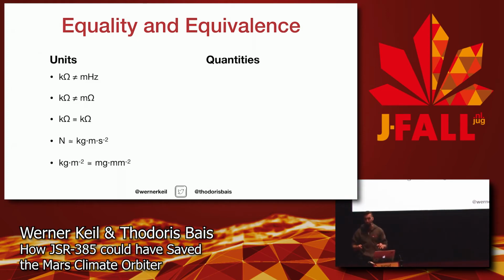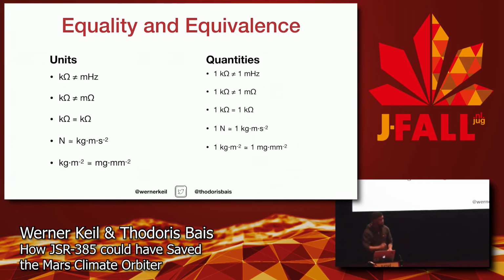Let me quickly walk you through the quantities as well, just to show the related example. So here again, on the very last one, 1 kilogram per square meter is equal to 1 milligram per square millimeter. Could you use a function to normalize the milligram per square millimeter into its base unit, which is kilogram per square meter? It depends on your case and on the particular scenario you are investigating, right?